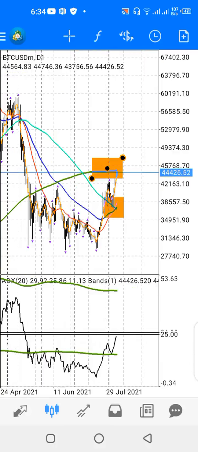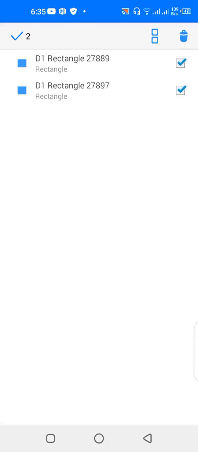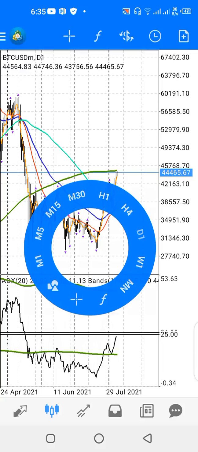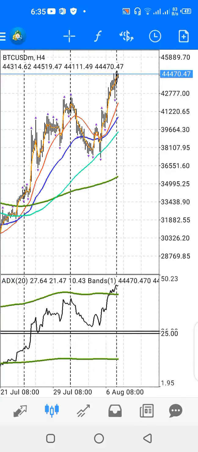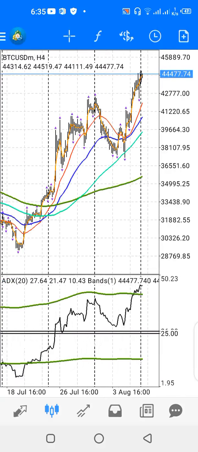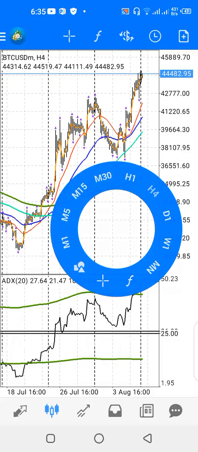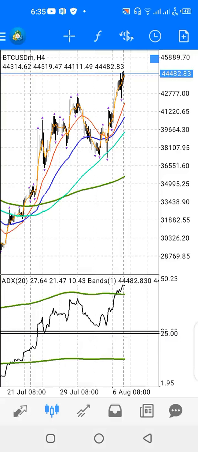Okay, it's a trend indicator. All right, that's on the daily time frame. If we go to the 4-hour time frame, you can see that all the moving averages are above the trend indicator. This shows that the market is bullish, so look for buy entries on the 15 minutes time frame.